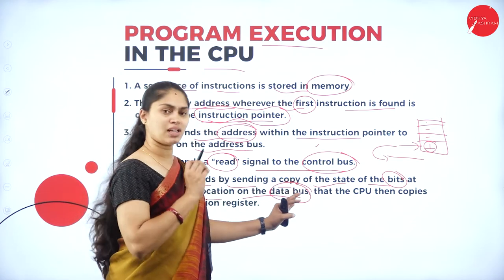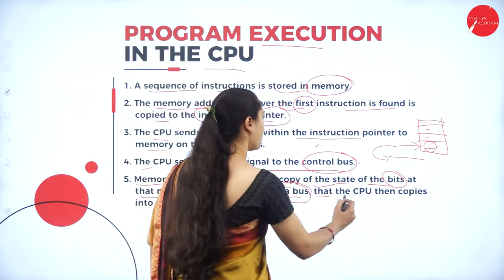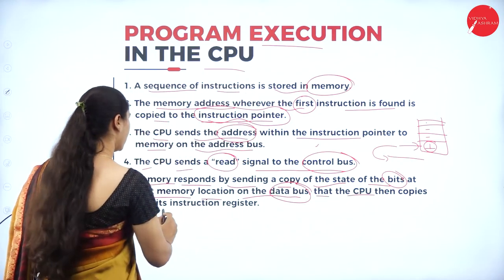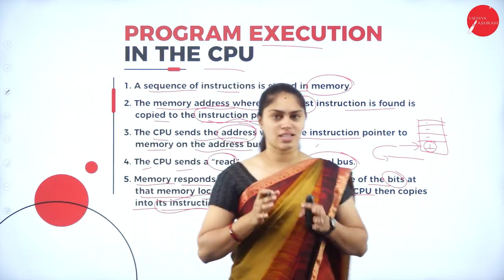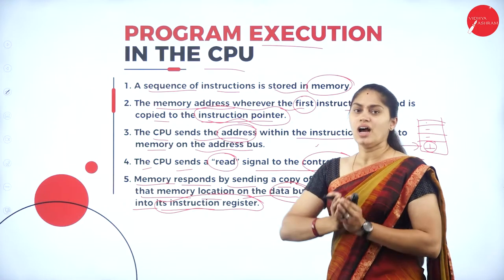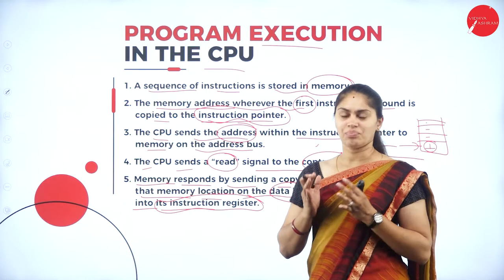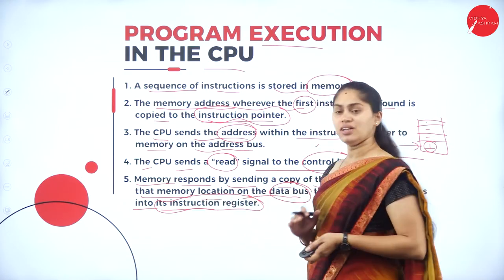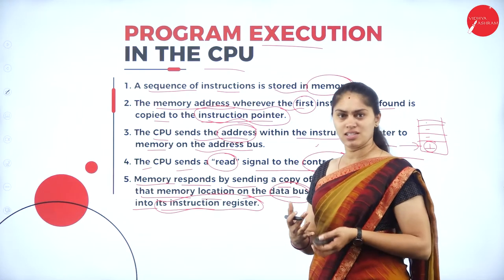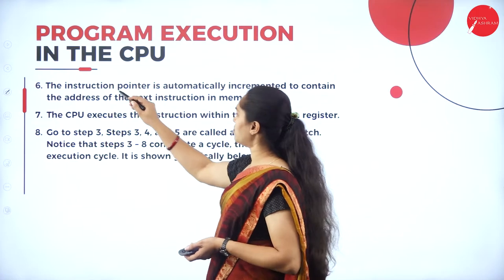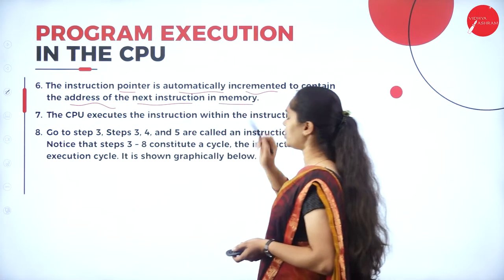Every piece of data of that particular instruction will be copied to this data bus, and then the CPU copies it into the instruction register. So in that instruction register, all the instruction control signals along with its address and data will be copied. So now we have data which needs to be executed in the CPU. Then the instruction pointer is automatically incremented to contain the address of the next instruction in the memory.